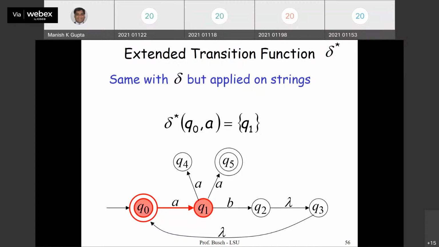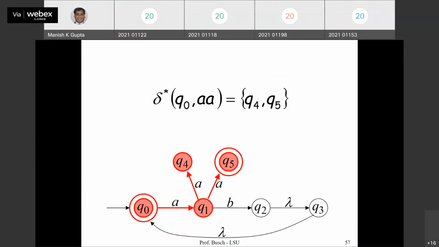Now just like we define the delta transition function in a DFA and then delta star to operate on strings, here also we are going to do the same thing. So delta star of Q0, A, for example, is Q1. I'll show you a couple of examples for strings. Delta star of Q0, AA: Q0 on A will give you Q4, and on AA will also give you Q5. So it is Q4, Q5, right? Clear?